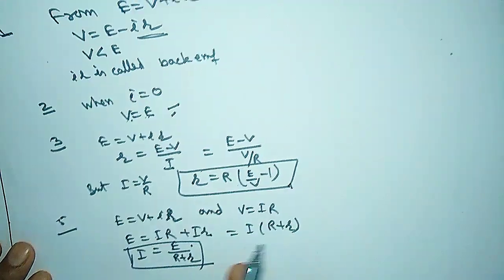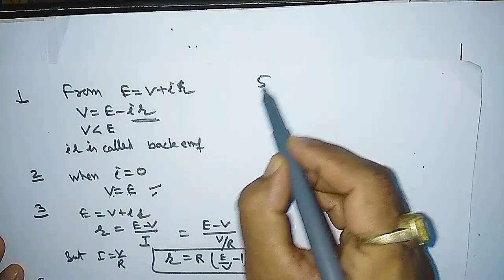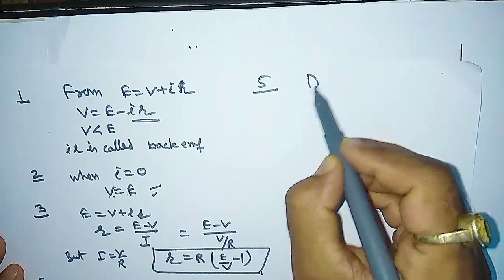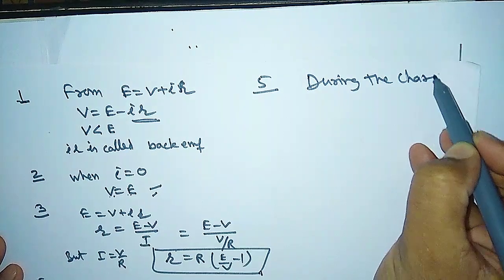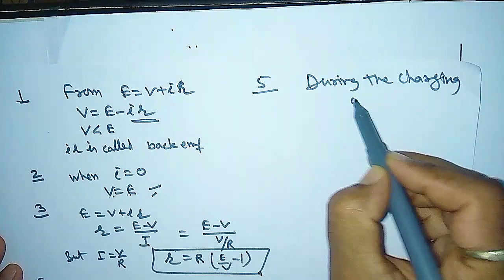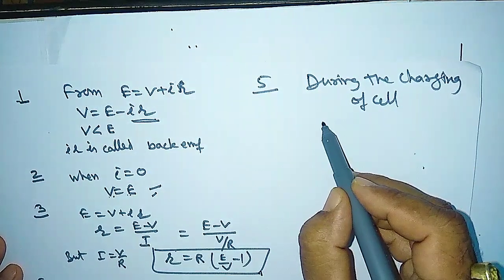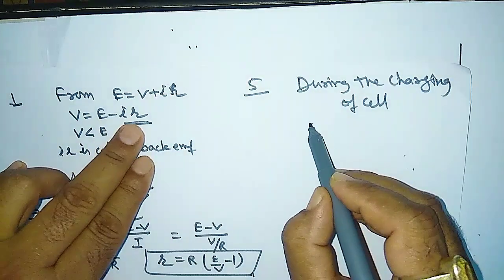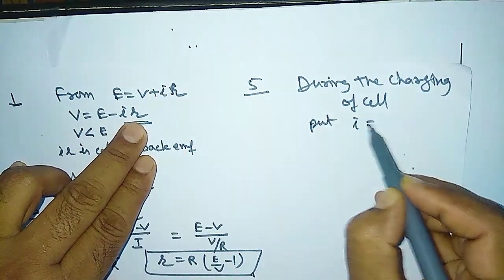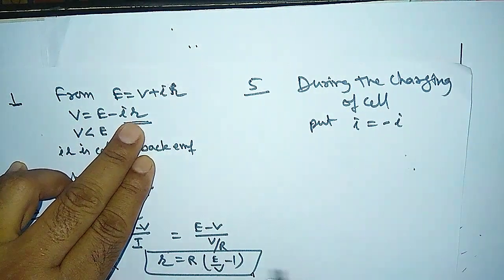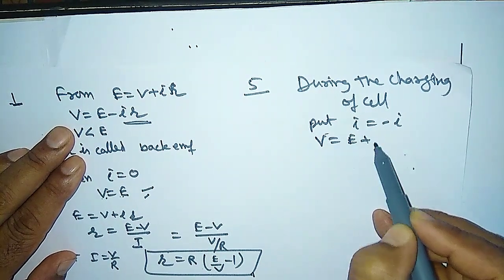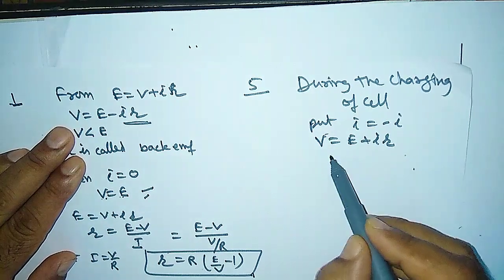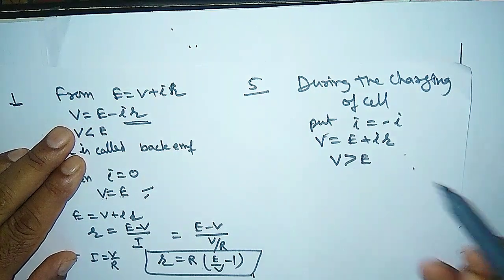And one more point you should know: during charging of a cell, put I is equal to minus I. Direction will be changed. So in that case, V is equal to E plus Ir. That is, V is always greater than the EMF.